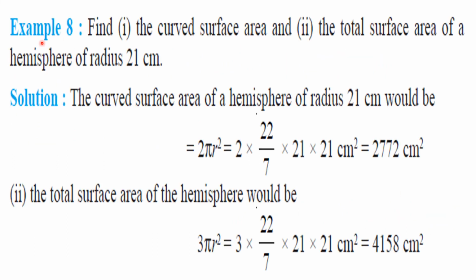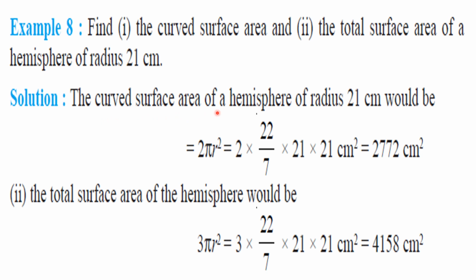Now let us take another example. Find the curved surface area and the total surface area of a hemisphere of radius 21 centimeters. Understood this question? What is this question related to? Yes, this question is related to a hemisphere. So immediately you have to remember the curved surface area and the total surface area formulas. Now come to the solution part.